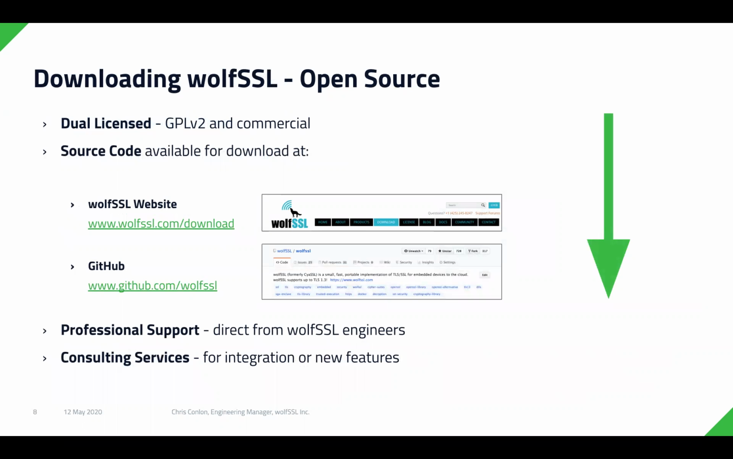wolfSSL itself is dual licensed under GPL v2 and a commercial license. This means you can download our open source code direct from our website, or if you'd prefer to track our development release and master branch, you can find us on GitHub. We do offer professional support that comes right from our wolfSSL engineers, the same engineers developing the product. And we do have consulting services for integration of new features or porting.